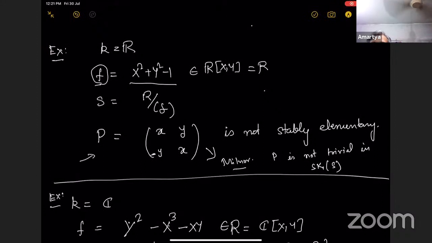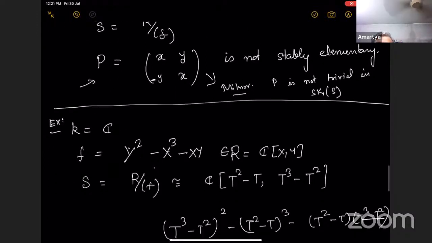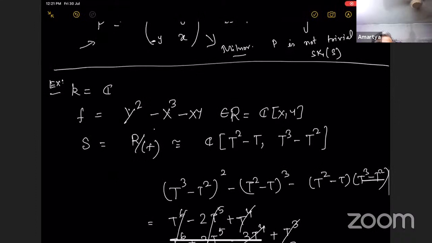So we can construct an example over the real numbers. We can also construct an example over the complex numbers using this F. So F is y² − x² − xy.